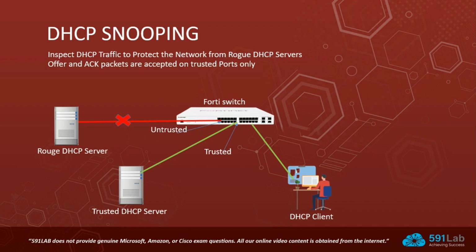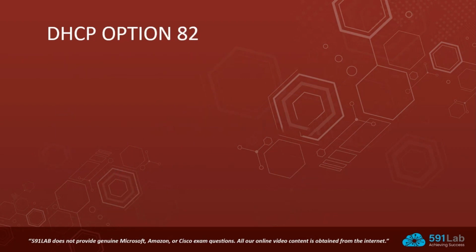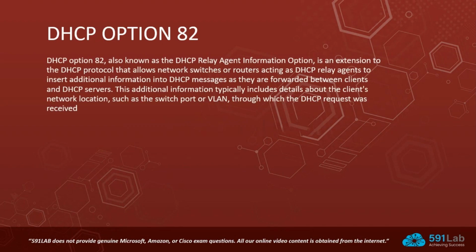Let's understand what is DHCP option 82. DHCP option 82, also known as DHCP relay agent information, can be used to protect the network against spoofing attacks on DHCP requests. When enabled, FortiSwitch adds option 82 to DHCP requests made by clients. By default, option 82 contains the following client-specific connection information.